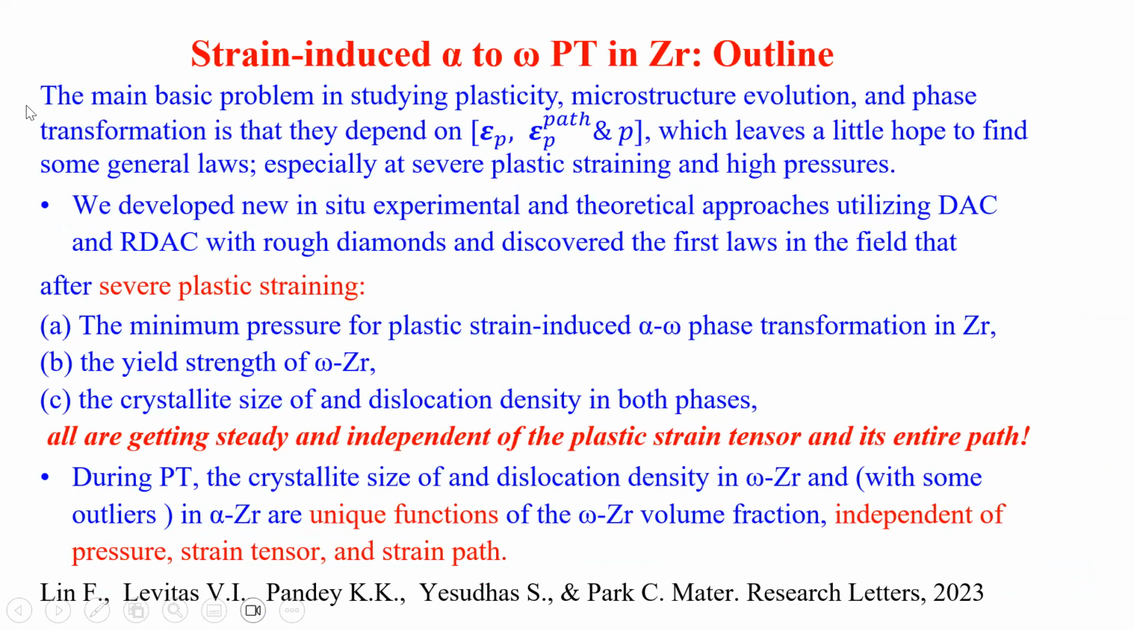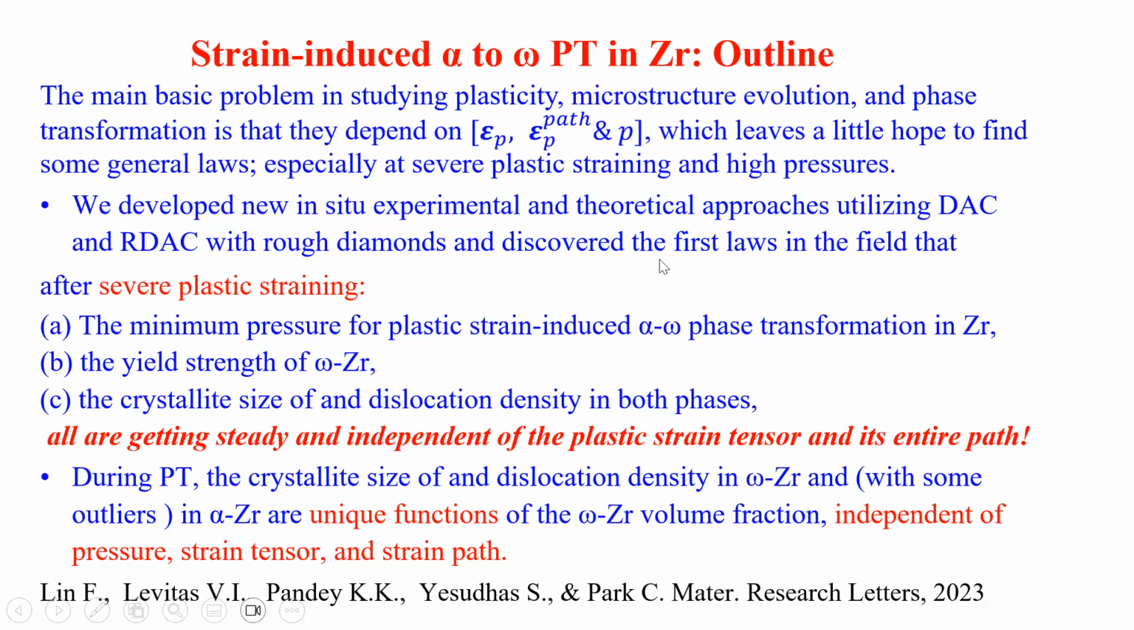Well, there is a general problem. The main basic problem in studying plasticity, microstructure evolution, and phase transformation is that they depend not only on 5 components of the plastic strain tensor and pressure, which is already a huge amount of independent parameters, but also on the entire plastic straining path. For example, if you produce compression and then shear, or shear and then compression to the same strain, or any combinations of shear and compression, the results are different. So this means that there are an infinite number of loading paths, and this leaves little hope to find any general rule.